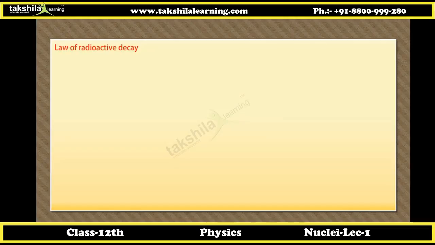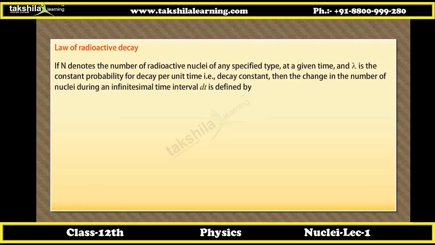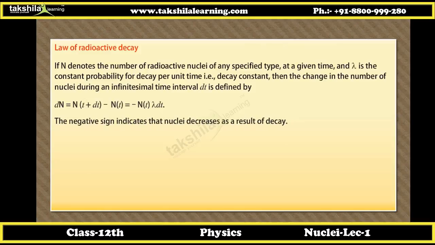Law of radioactive decay. If N denotes the number of radioactive nuclei of any specified type at a given time, and λ is the constant probability for decay per unit time, that is, decay constant, then the change in the number of nuclei during an infinitesimal time interval dt is defined by dN = N(t + dt) − N(t), which is equal to −N(t)λ dt. The negative sign indicates that nuclei decrease as a result of decay.